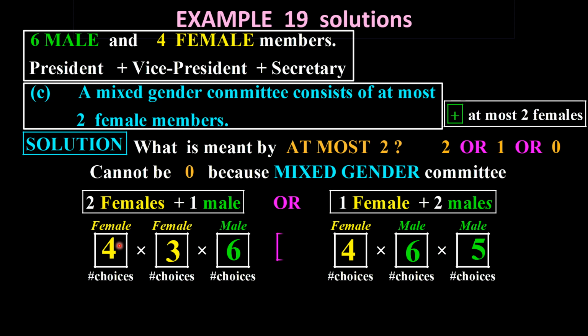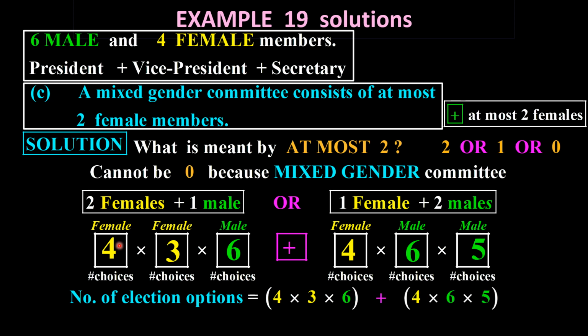So there we're going to apply the sum rule again because of the OR. The number of election options here is the sum of those 2 choices, and that gives us 72 plus 120, which is 192.